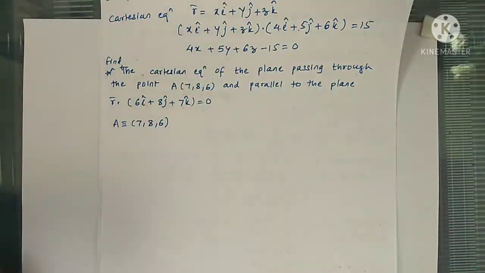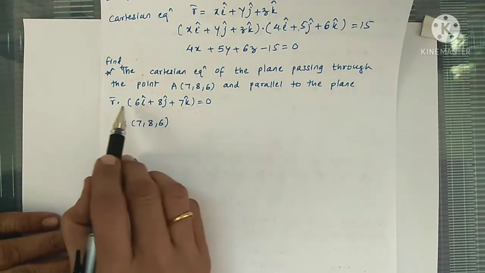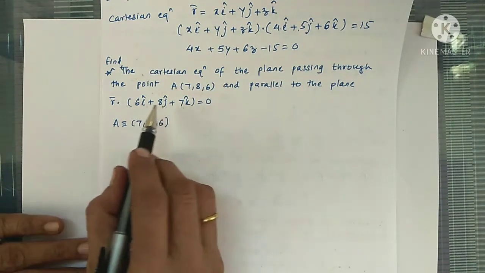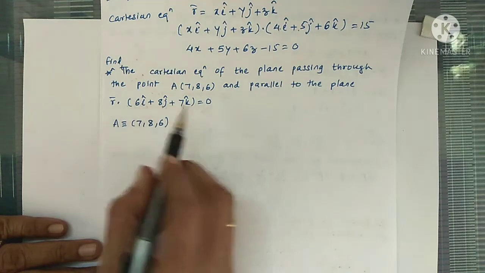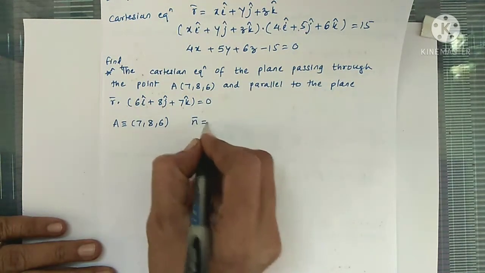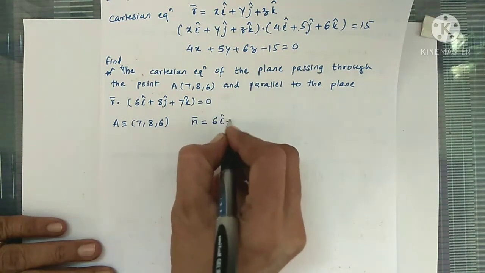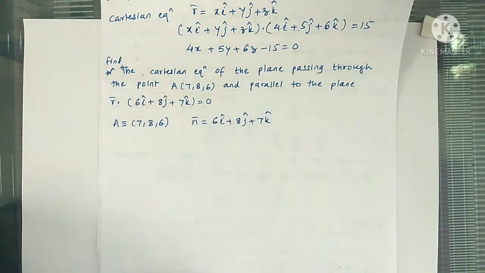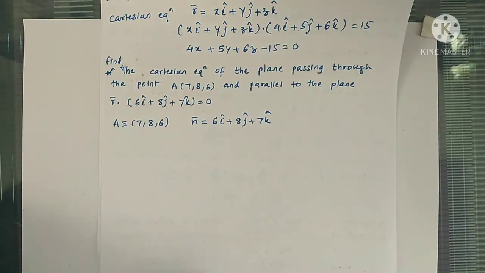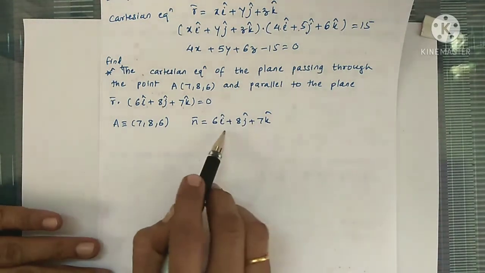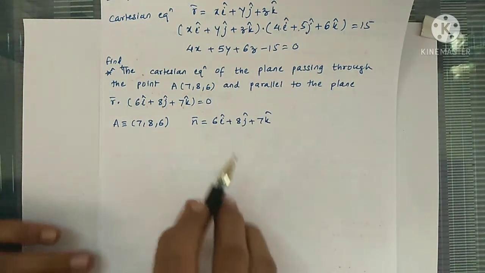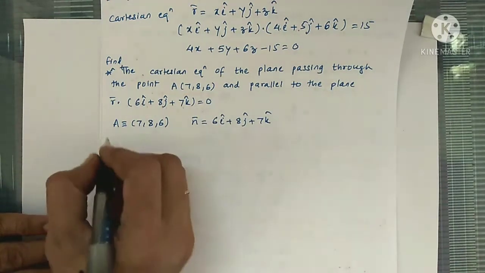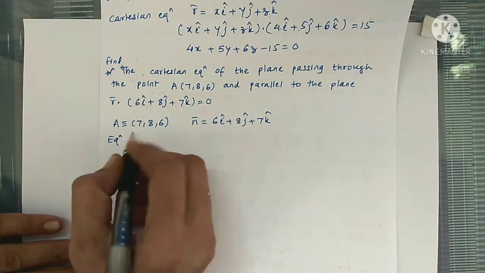So here, as the equation of this plane is given, r bar dot (6i plus 8j plus 7k) equal to 0. Now we know that in r bar dot, whatever vector is given, that is the normal to the plane. So n bar is 6i plus 8j plus 7k. Now the required plane is parallel to this plane, so it has also the same normal n bar. Okay, so the only thing is this constant changes, and that constant we have to find out. So let's write the equation.